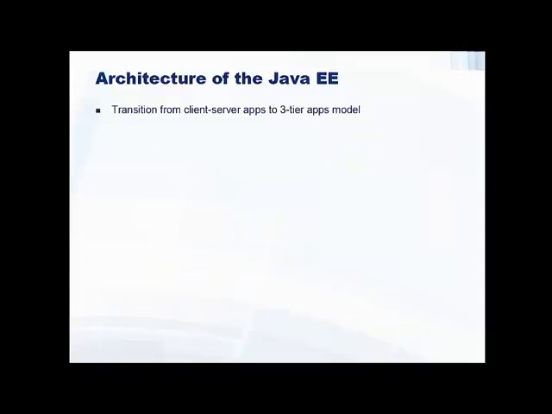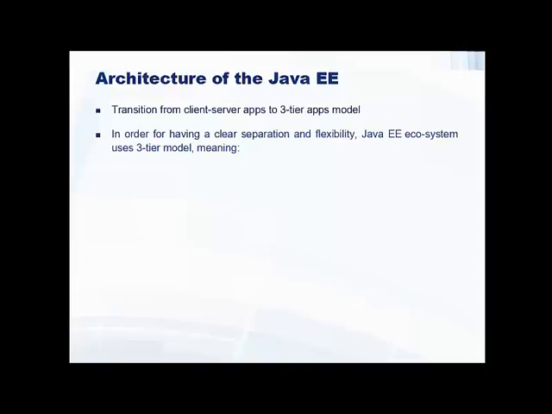Transition from client-server applications to three-tier application model. First, we need to have a clear separation and to fully understand why a Java Enterprise Edition ecosystem uses such a model and what it means, a three-tier model. The first tier is the client-side one, and this tier will be addressed by application presentation side. It has to do with the user interface.